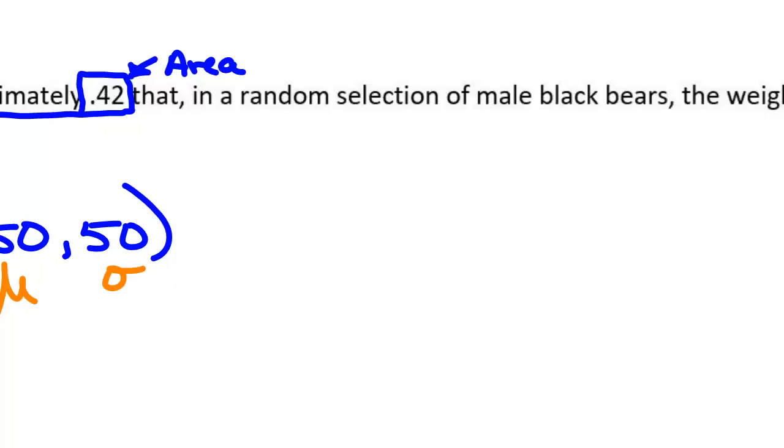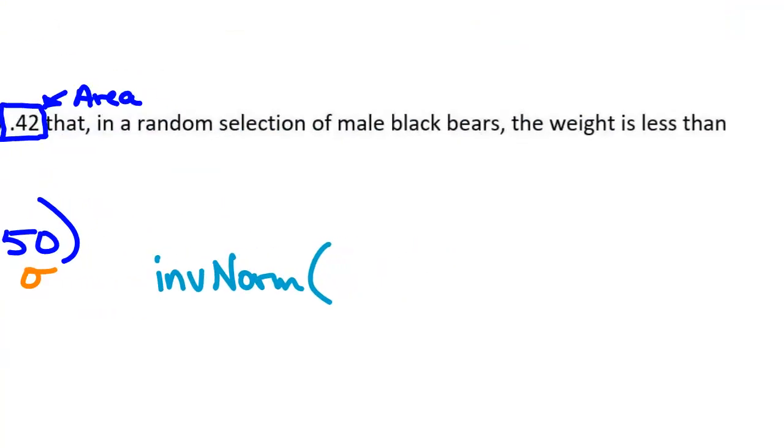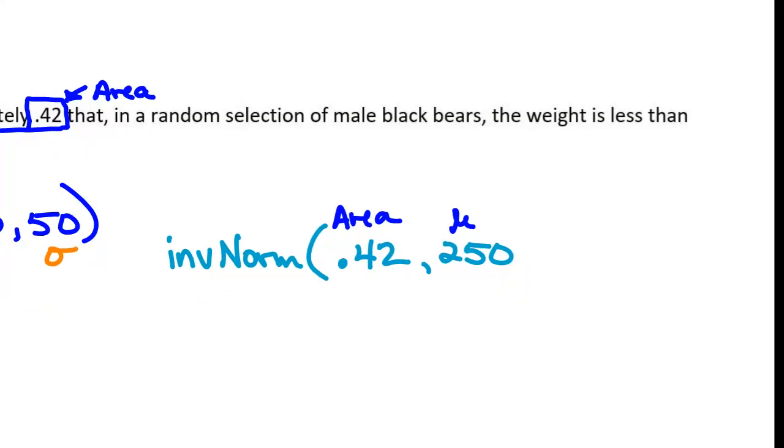Inverse norm. So we would do inverse norm. On the calculator, it prompts you for the area first. So 0.42 for my area. Then we need the mean of 250, so I'm going to label that. Then we need the standard deviation, which is 50. And then we have to decide on our tail direction. Which direction do we have it shaded? Left.